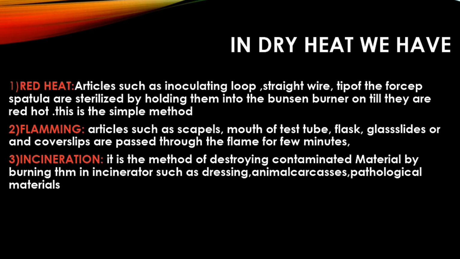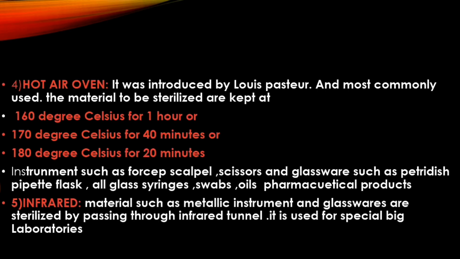The next type of dry heat is flaming. Articles such as scalpels, the mouth of test tubes, flasks, glass slides, or cover slips are passed through the flame for a few minutes. This provides some sort of disinfection. And the next one is incineration. This is the method of destroying contaminated materials by burning them in the incinerator, such as dressings, animal carcasses, and pathological materials.